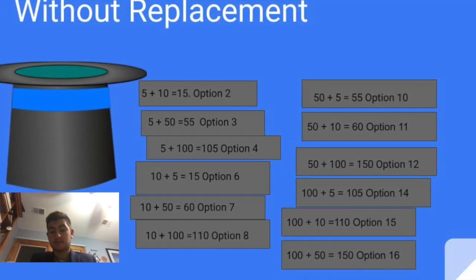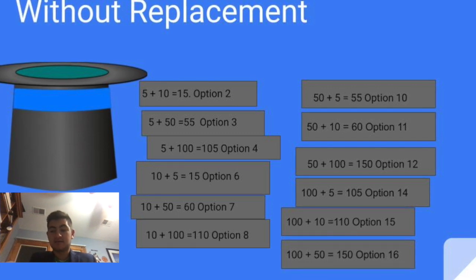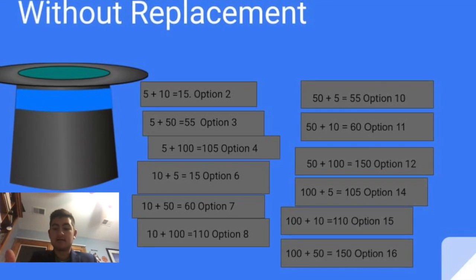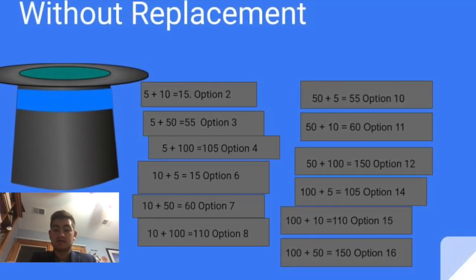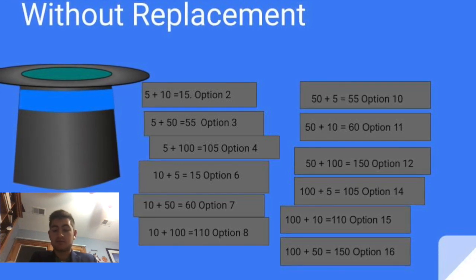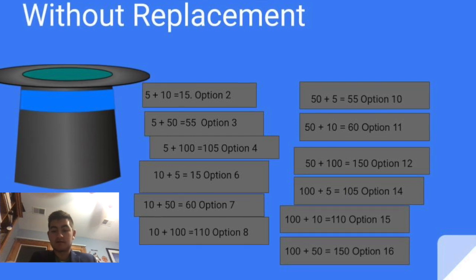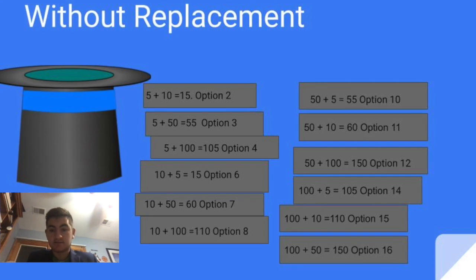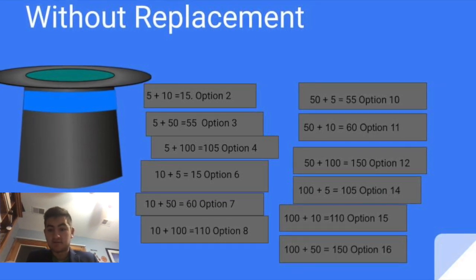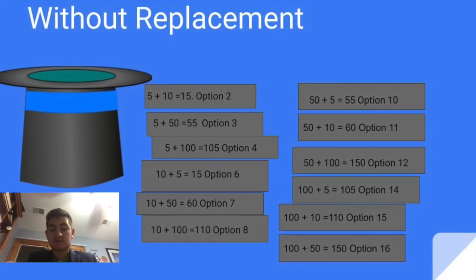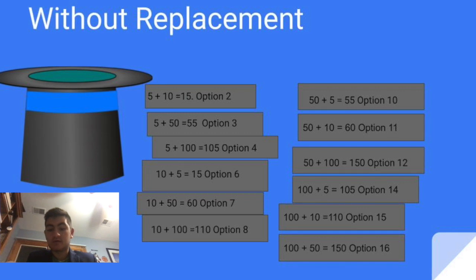So there are still similar sums, like that's 15. That's a sum that we've seen, but sums like 100 plus 100, which equals 200, are sums we'll never get. 50 plus 50 equals 100, that's a sum we'll never get. 5 plus 5 equals 10, a sum that we'll never get without replacement. So now let's look at the possibilities that we can get without replacement. We still have 5 plus 10 equals 15, then 5 plus 50 equals 55, 5 plus 100 equals 105. So a lot of similar ones, but there's some missing. And of course, like with the first example, there's going to be some overlap.